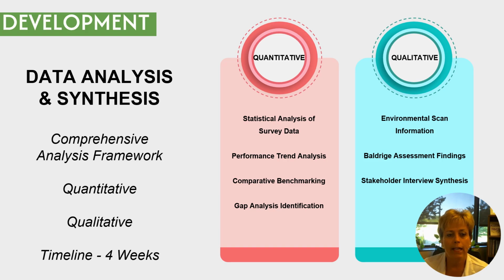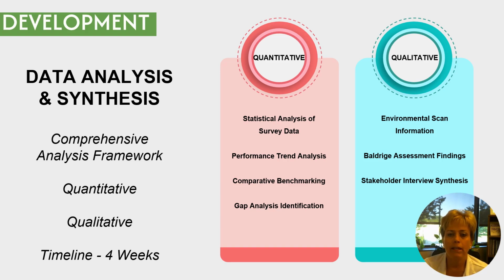Our quantitative data would be statistical analysis of our survey data, of course, our performance trend analysis, so how have we done with this over time for our student academic achievement. We would use comparative benchmarking data and a gap analysis identification. So which students are in that gap? Which ones do we probably need to employ some multi-tiered support systems in place to help them also be successful?